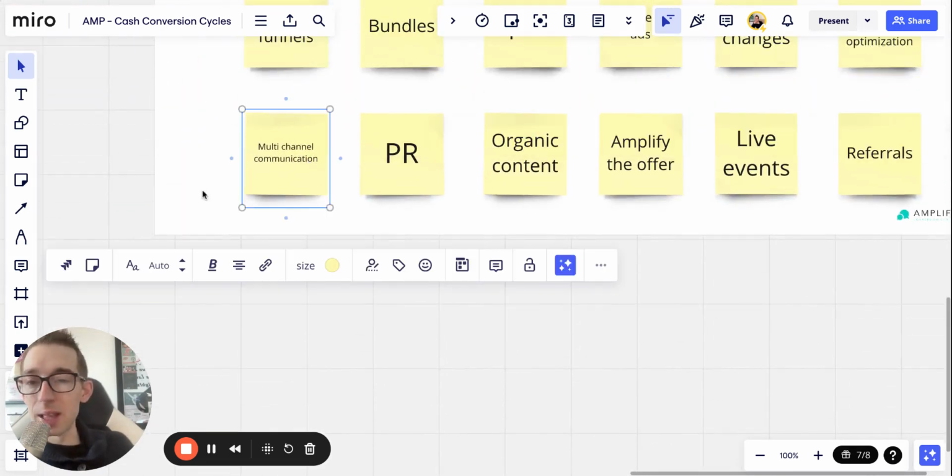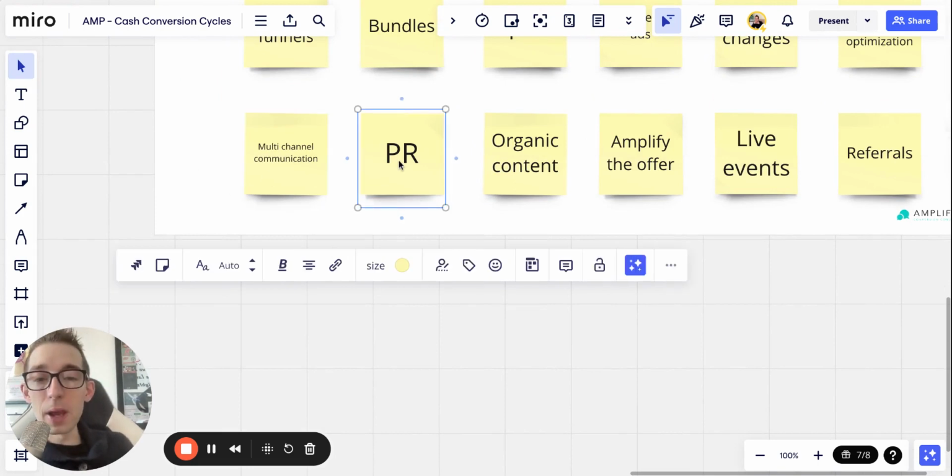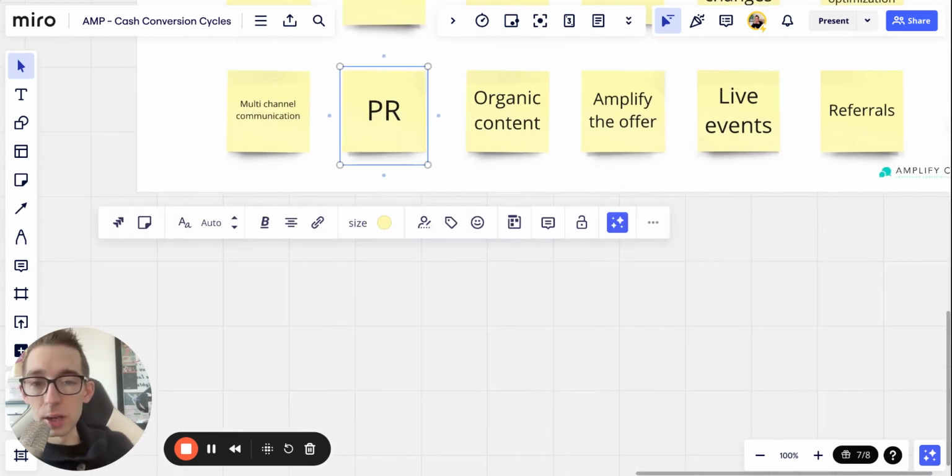Multi-channel communication. We talked about that. Email, SMS, voicemail drops. PR. If you can get in the news, right? If you can get media, then that can speed up those cash conversion cycles because, number one, it might sell some product, but also it builds a trust factor. If someone's seeing you on the Today Show, and at the same time they saw your ad and they've already bought one product from you, and then they see you on the Today Show and they see you on Oprah, right? They're going to have a lot more embedded trust because you've got that borrowed social proof.